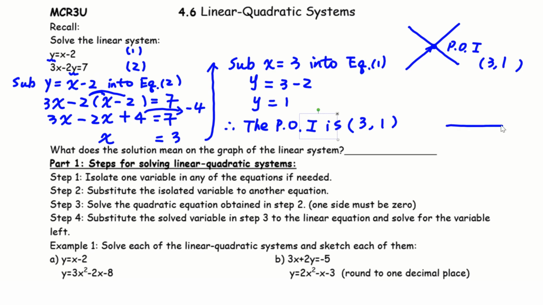And in today's lesson, what we are going to do is, we have a U-shape parabola, and also we have a straight line. And we want to find the point of intersection of these two graphs. So what does the solution mean on the graph of the linear system? It means the point of intersection.